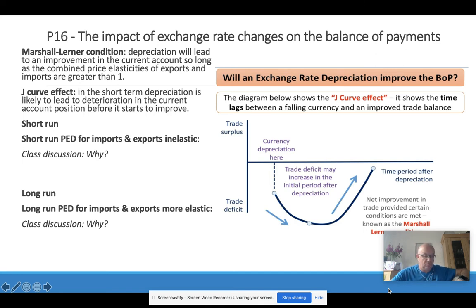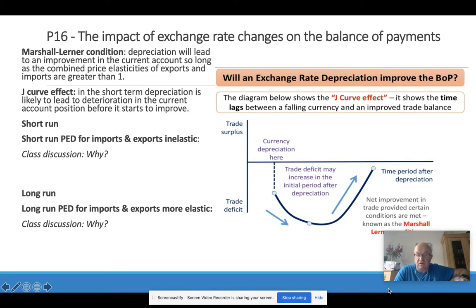Hi there, welcome to part 4 of the exchange rates and balance of payments narrated PowerPoints, and what we're going to look at today is two core concepts that you'll need to understand whenever dealing with the exchange rates or balance of payments, and those two things are, one is known as the Marshall-Lerner condition, and the second is the J-curve effect.